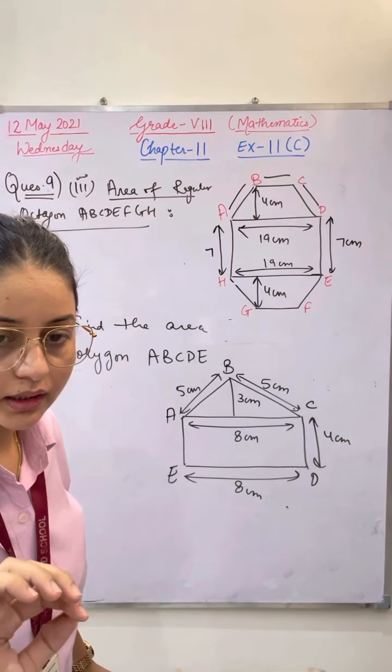It's very, very easy. The area of a triangle formula is half into base into height. And the area of a rectangle formula is length into breadth. Now check it out. What is the base here? What is the height here in this triangle? Quickly take out the answer.